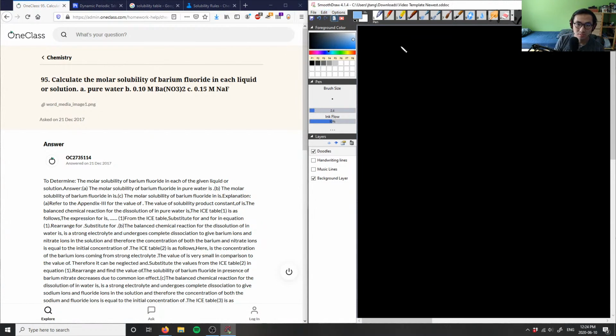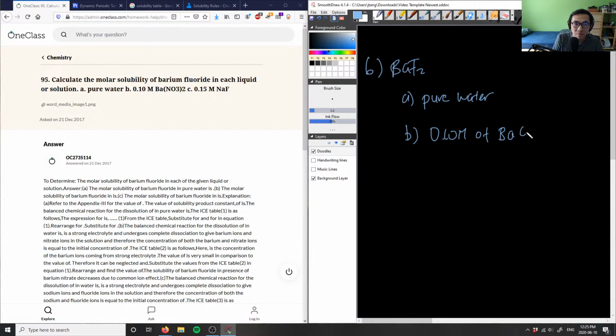Okay, let's look at number 6. Just calculate the molar solubility of barium fluoride in each liquid or solution. So we have barium fluoride, BaF2, and I want to calculate it in A, pure water, B, 0.10 molar of barium nitrate, and C, 0.15 NaF.